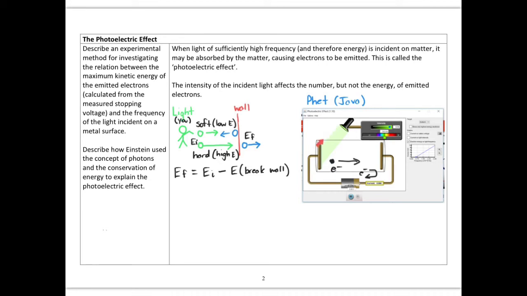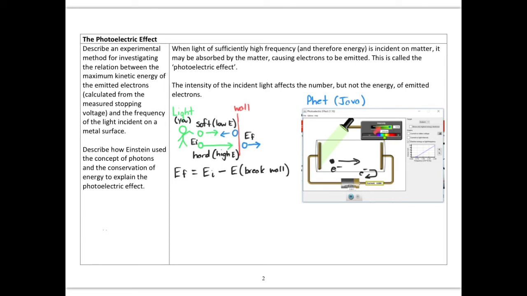So if it was just like an electromagnetic wave, we would expect that if we increase the intensity, it wouldn't matter what colour light. If we increase the intensity, we would increase the amount of energy striking this plate, so therefore eventually we would see electrons flow. However, that was not the case. If you have low frequency, low energy light, it doesn't matter how intense it is, you will not see a flow of electrons through this circuit.